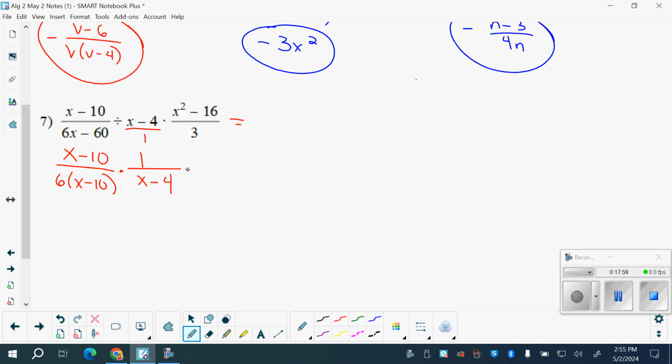How can we factor the x squared minus 16? X plus 4, x minus 4. Yep. And so then what can we cancel? X minus 10, x minus 4. And that's it. So we have x plus 4 over 6 times 3 or 18.